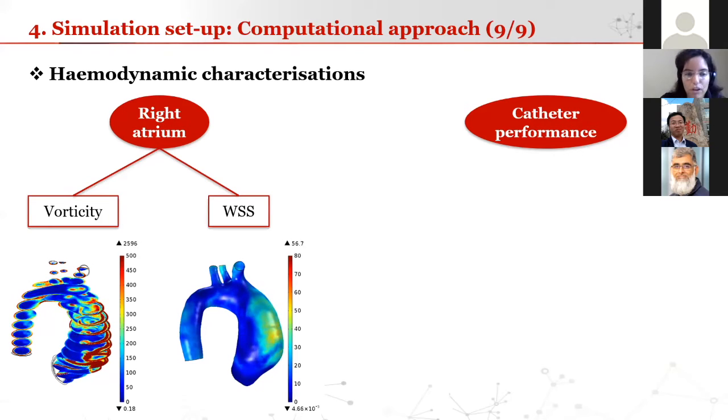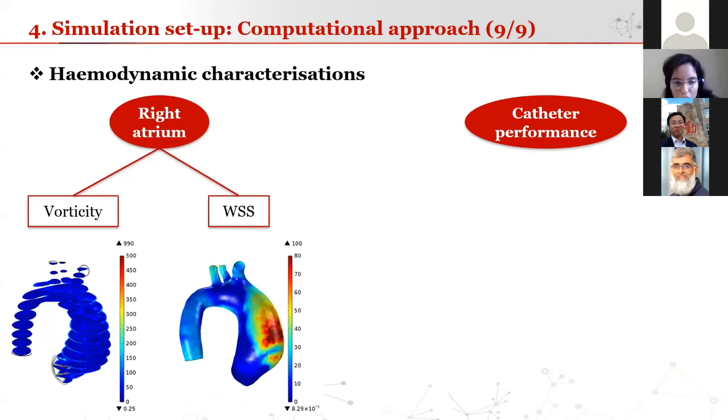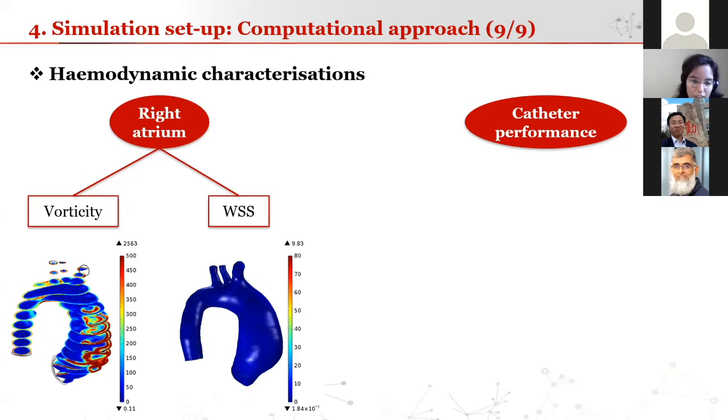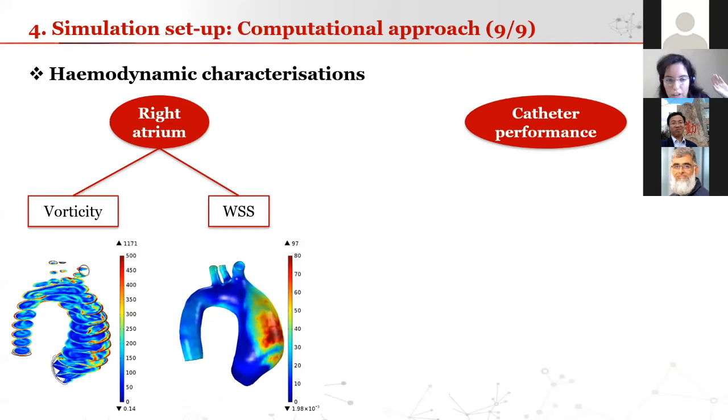Another parameter which we studied was the wall shear stress, which is again a measure of stress on the wall as blood flow passes. So you can see here that yellow and red colors represent higher wall shear stress, and it occurs as blood is going through.